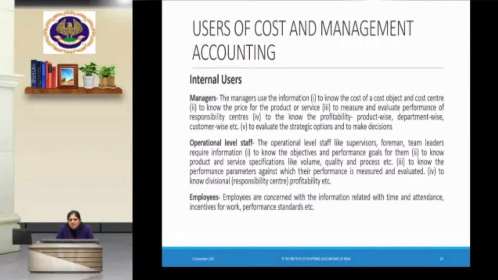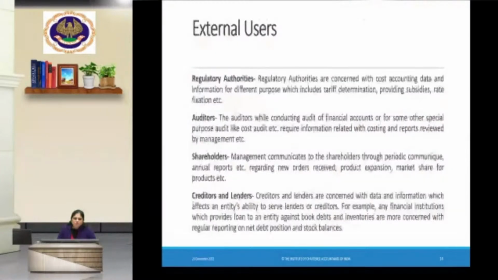Employees. So employees are concerned with the information related to time and attendance, incentives for work, performance standards again. Whenever we talk about the staff or the employees, the first thing that should come to our mind is performance standards. So every department, whether it's cost accounting or financial accounting, every employee working in each and every department has performance standards fixed for them. So they have to achieve them. And of course, then the time and the attendance, at what time they're expected to come, at what time they're expected to leave, how much minimum attendance is mandated, and every other thing. So again, the employees also have an interest in the cost accounting department in which they work.